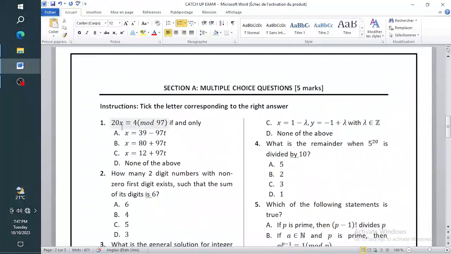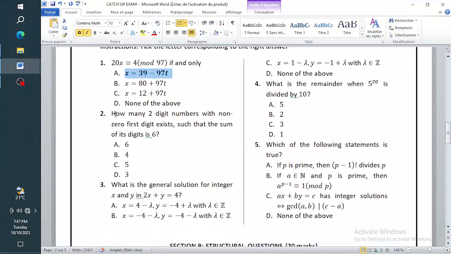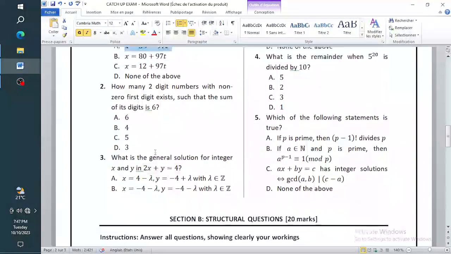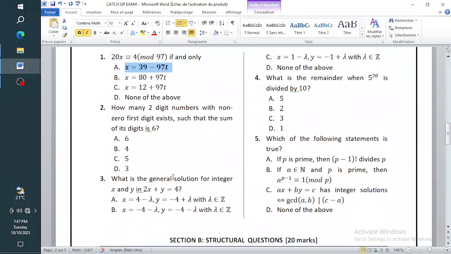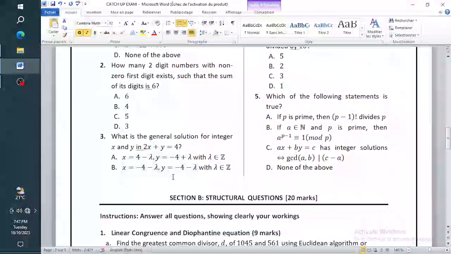Here we were just supposed to multiply both sides by the multiplicative inverse of 20 in mod 97, which is 34, and that is your solution. You're going to get option A as your answer. Here, how many 2-digit numbers with non-zero first digit exist such that the sum of the digits is 6? We are going to look at this question in class, in our next class.